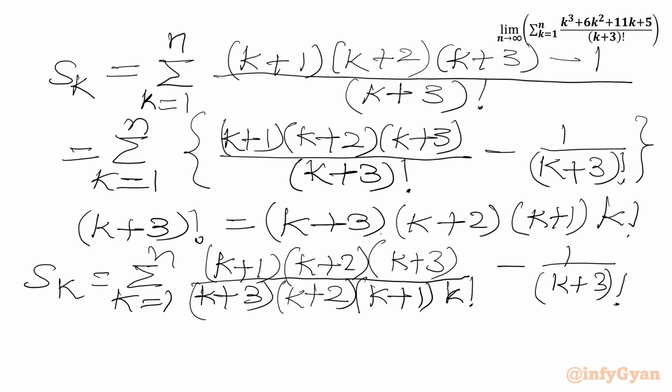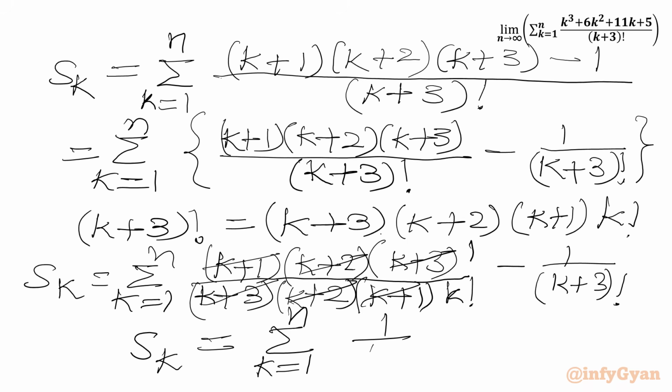Now we will cancel k plus 1, k plus 1, k plus 2, k plus 2, k plus 3, k plus 3. So in the numerator there will be 1. So we have Sk equal to sigma k equal to 1 to n of 1 over k factorial minus 1 over k plus 3 factorial. Now we will expand sigma.